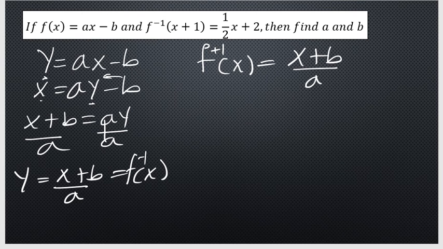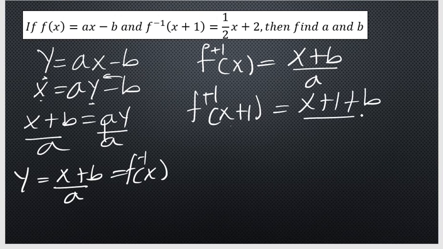But what's given is f inverse at x plus 1. So when we say f inverse at x plus 1, it is the same as, we substitute x plus 1 in place of x here. So it will be x plus 1 plus b the whole over a. This value is given to you already. F inverse at x plus 1 is equal to 1 over 2x plus 2. Let's write it again. This is the same as 1 over 2x plus 2, given.